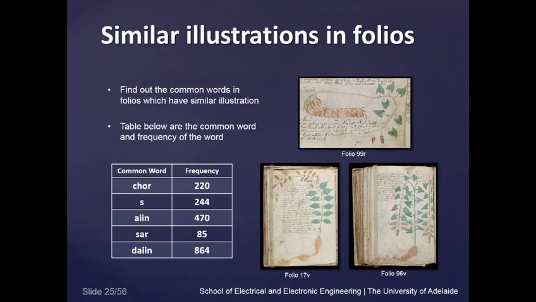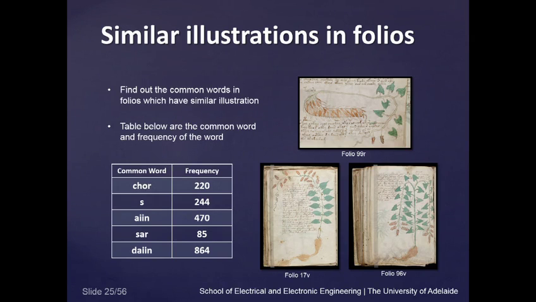We try to find the similar illustrations first, and then analyze the text in the folios which contain similar illustrations. We find that the illustrations in these 3 folios are similar. You can see the roots, leaves, and the flowers are all similar. And then we find the common words in the 3 folios.